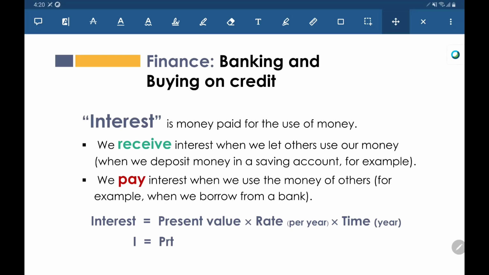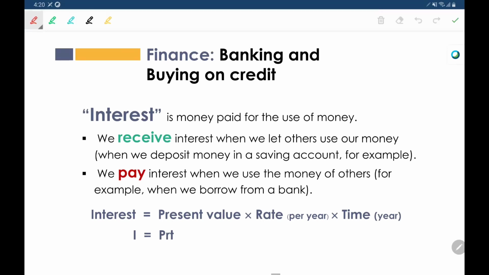We receive interest when we let someone use our money, just like when you deposit money in a savings account and the bank will pay you interest. And interest can be classified into two types. The first type is called simple interest. And simple interest can be calculated from the present value.